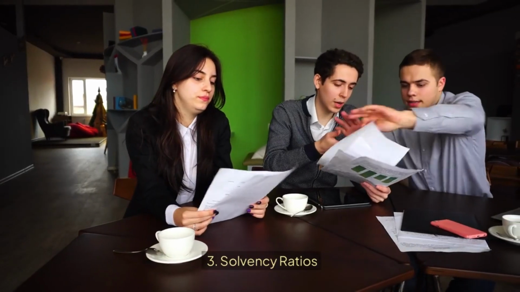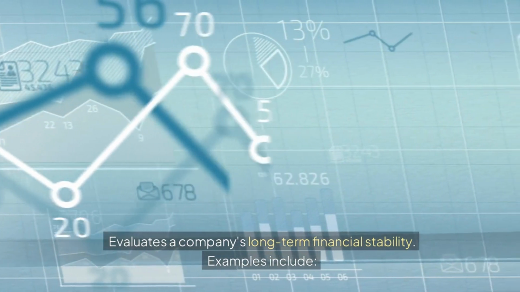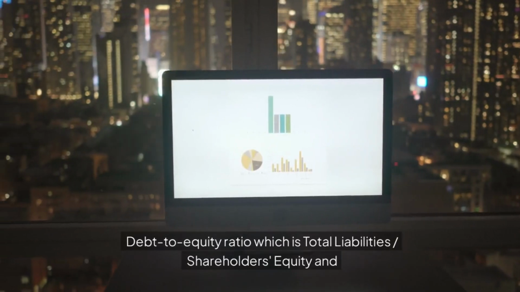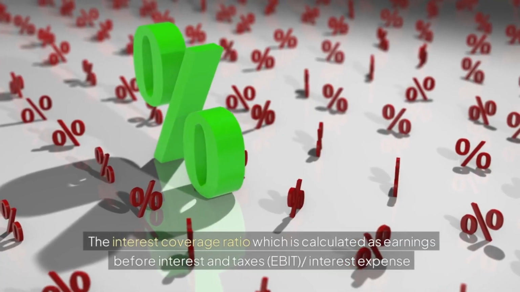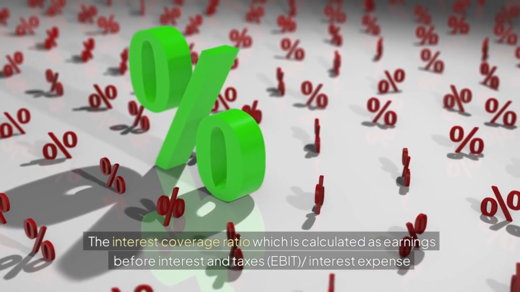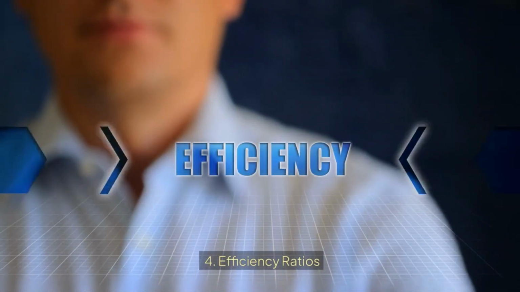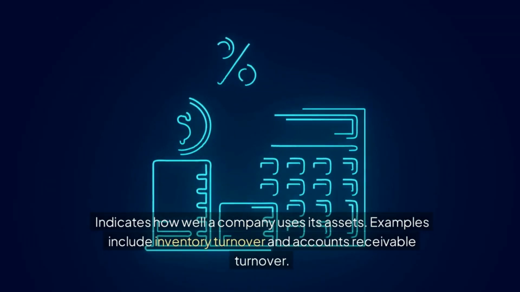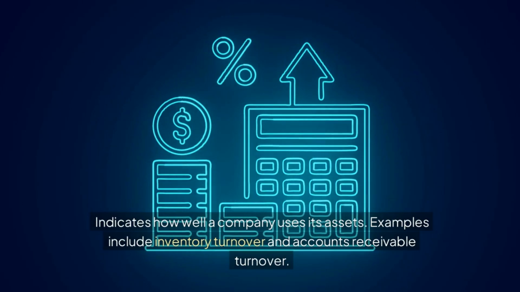3. Solvency ratios. Evaluates a company's long-term financial stability. Examples include debt-to-equity ratio, which is total liabilities divided by shareholders' equity, and the interest coverage ratio, which is calculated as earnings before interest and taxes, EBIT, divided by interest expense. 4. Efficiency ratios. Indicates how well a company uses its assets. Examples include inventory turnover and accounts receivable turnover.